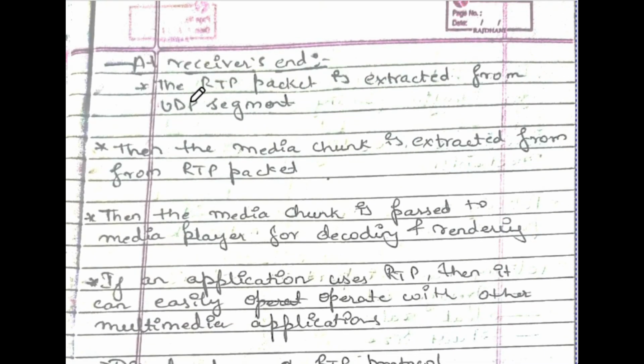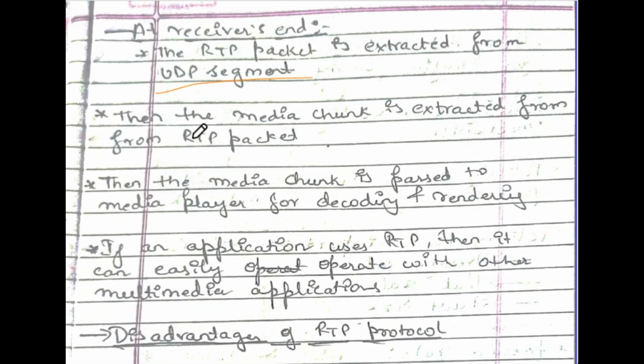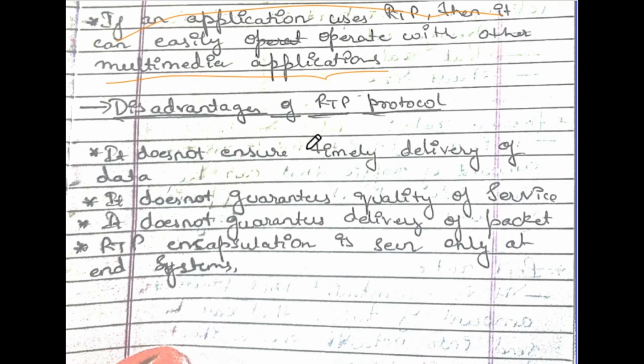At the receiver end, it is the reverse of the sender end. The RTP packet is extracted from the UDP segment. The media chunk is extracted from the RTP packet. Then the media chunk is passed to the media player for decoding or playing. If an application uses RTP, it can easily operate with other multimedia applications.